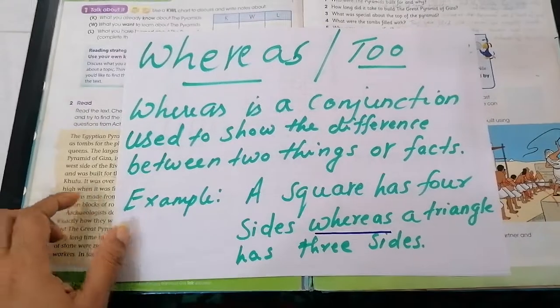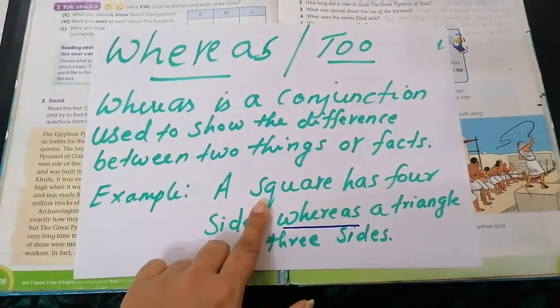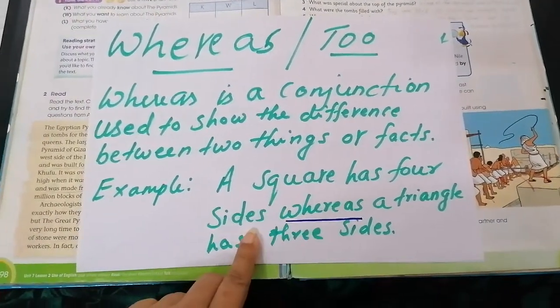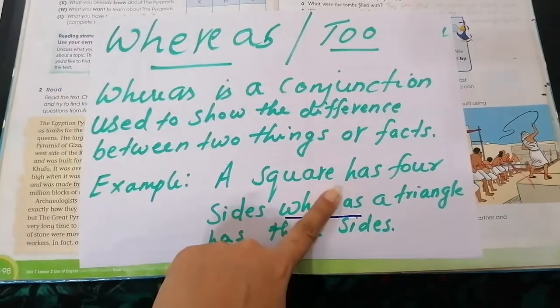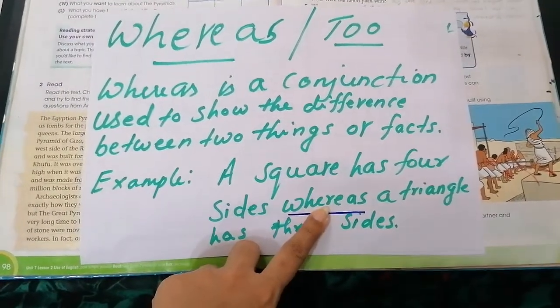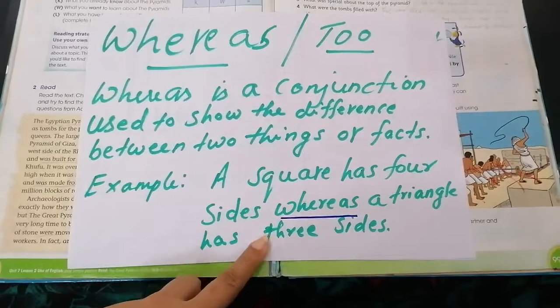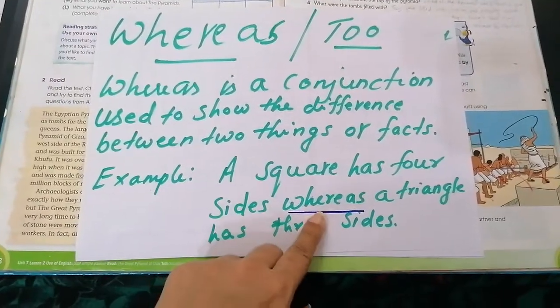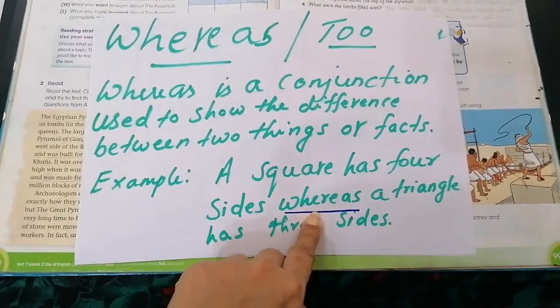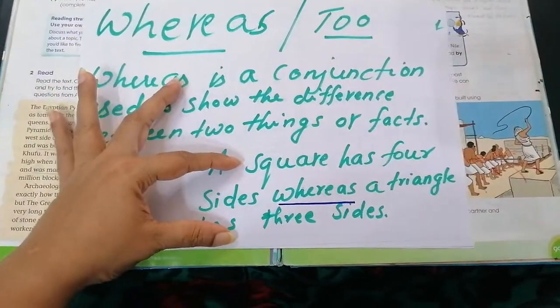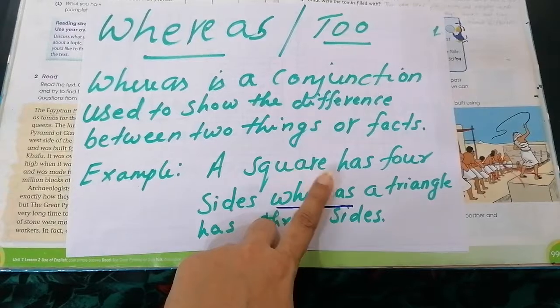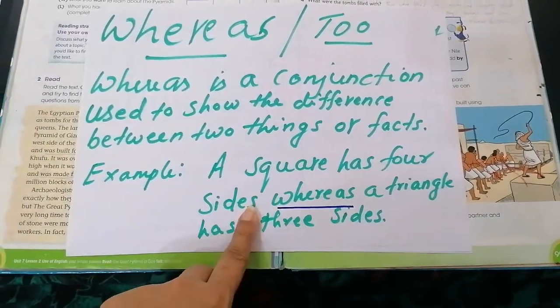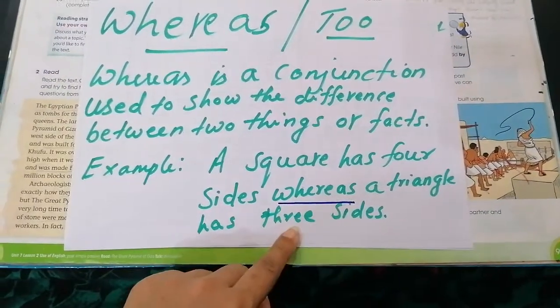Let's move on to the examples. See the first example. A square has four sides. You know what a square is? It has four sides, whereas a triangle has three sides. These are two sentences, and we used the conjunction whereas to join them. How do we join the sentences? A square has four sides, whereas a triangle has three sides.